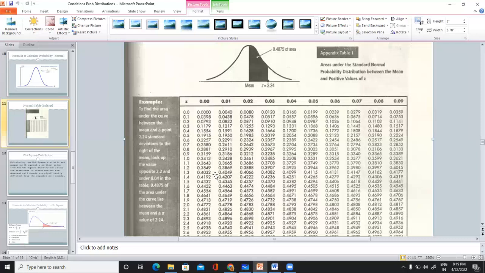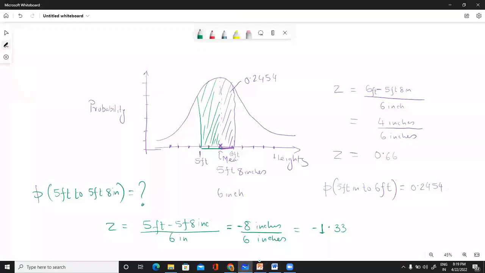We see how much area is there between the mean and Z value 1.33. So 1.3 we will see in the first column, the Z column. Then we will move in the same row till we get to the second decimal place, which is 0.03. So this is the probability value, 0.4082, or 40%, you can say.